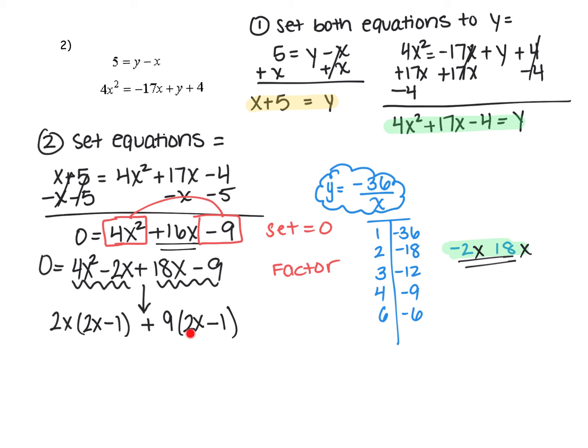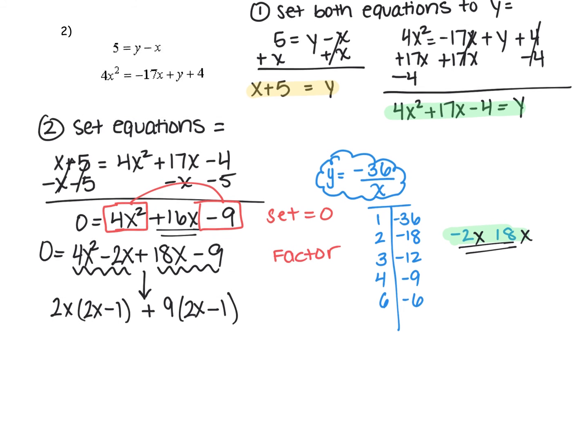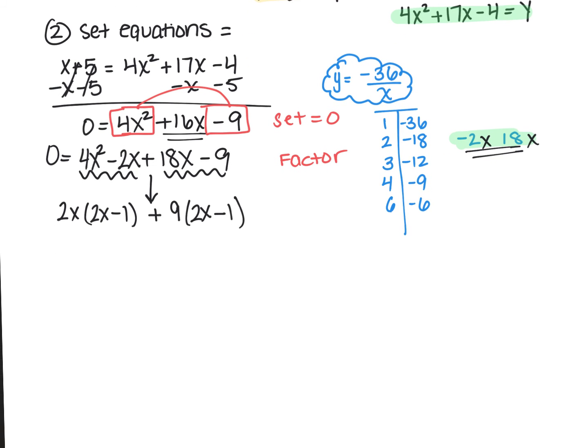Now that these parentheses are the same, that's what I'm looking for. So that becomes its own parenthesis, 2x minus 1. And the stuff on the outside we put here as my second parenthesis, 2x plus 9. We're setting this equal to 0 still. And we're going to do our t-chart, right? So now this is step 3, t-chart.